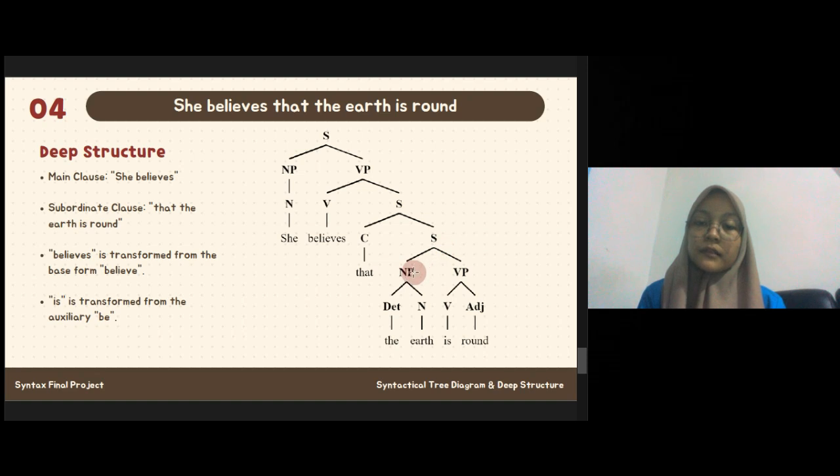Below the sentence, there is a noun phrase and verb phrase. Below the noun phrase, there is a determiner the, and then the noun earth, and then the verb phrase. Below the verb phrase, there is a verb is, and there is an adjective round.